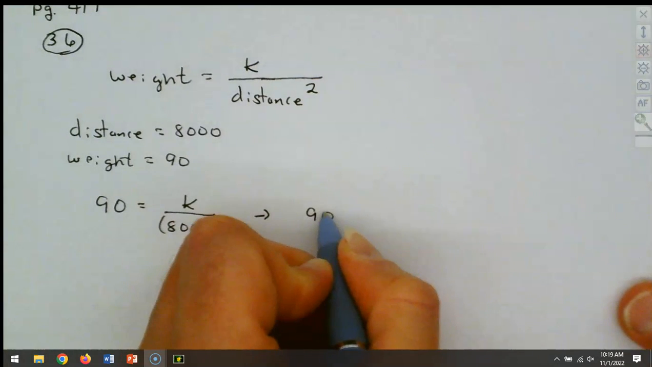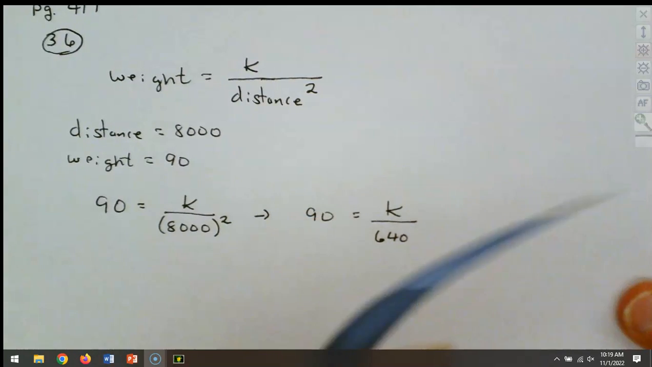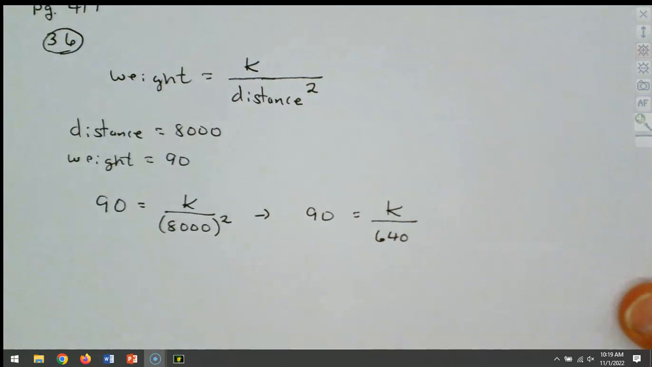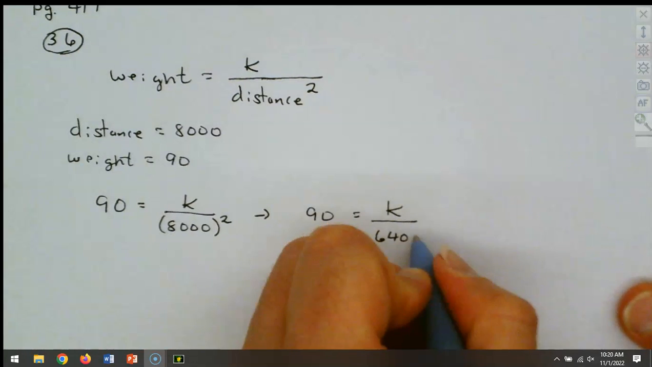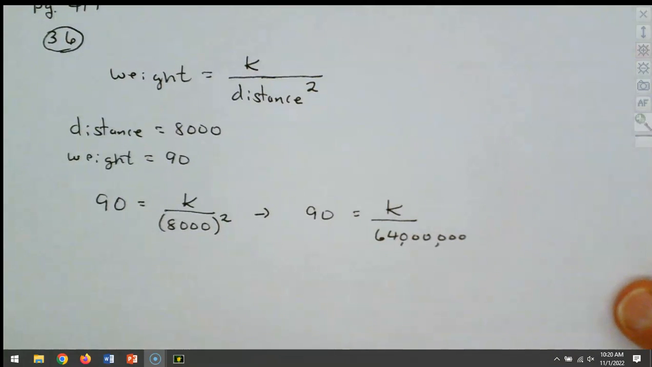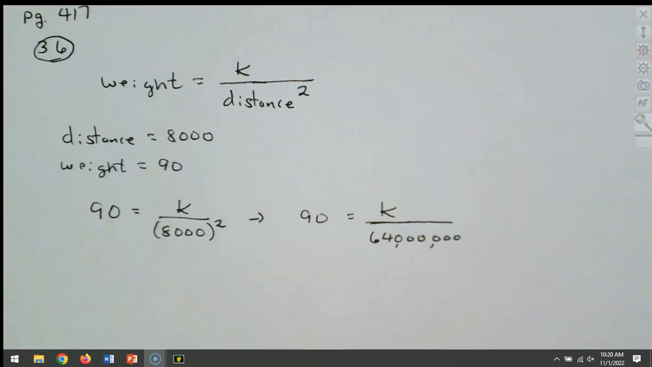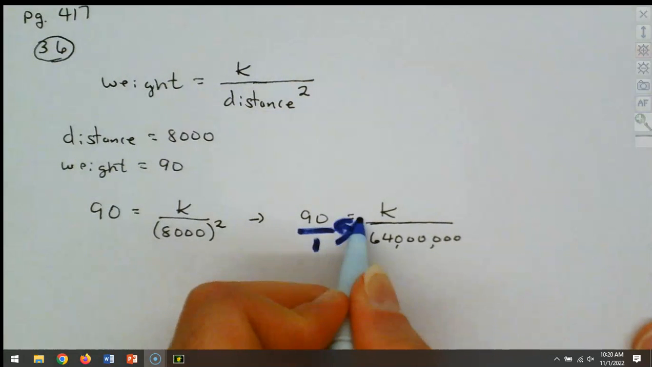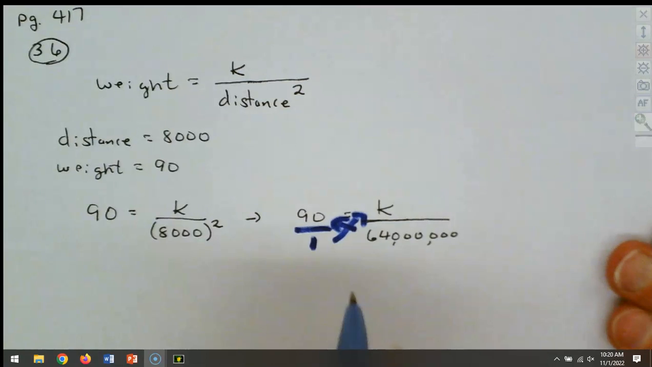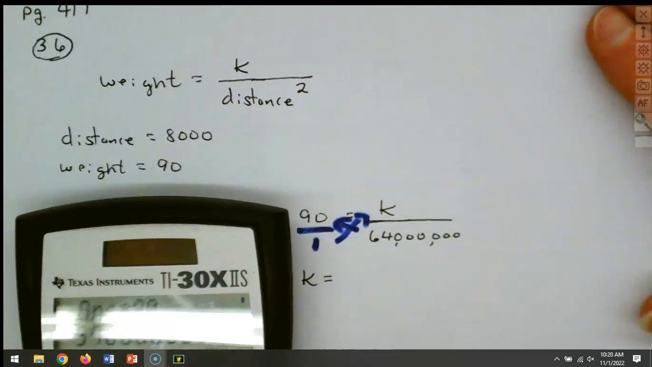So we've got 90 equals k over 6,4 and so on. Looks like 1, 2, 3, and 0, 0, 0, 0, 0. Okay, so there it is, right? And how do we find our value of k? We just simply multiply. So now we've got our value of k. So we'll take that, we'll multiply that by 90. And it looks like when we multiply by 90, we get this.